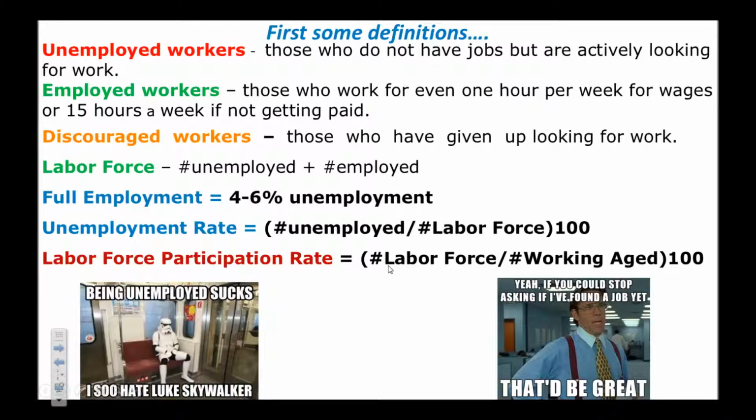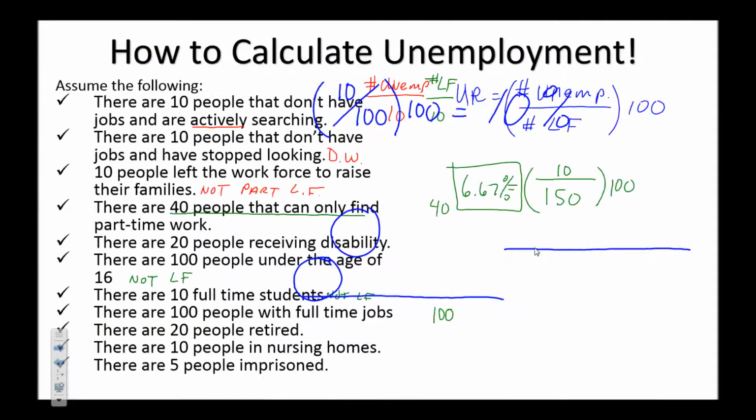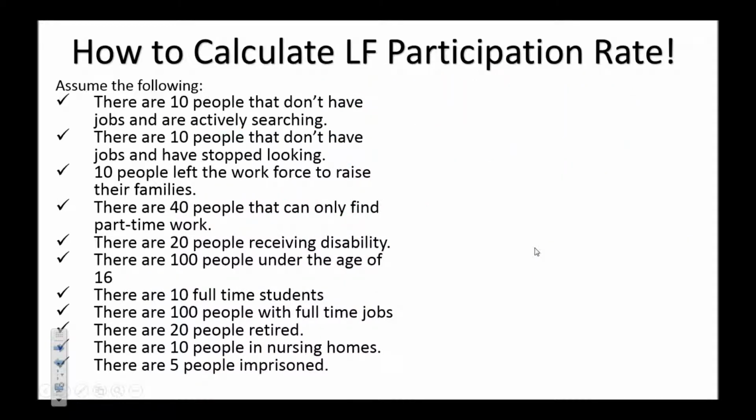This is the number of people in the labor force divided by the number of people of working age that are not institutionalized. Okay? So the people in nursing homes and in prison, they are not going to be part of this working age. Okay? So let's go do that one now. So we have the same population here. All right? And on this one, we want to just figure out who is part of the labor force.